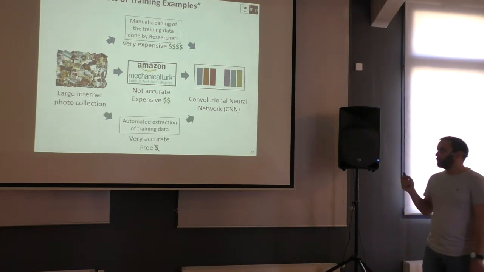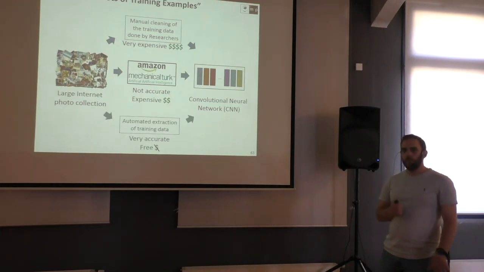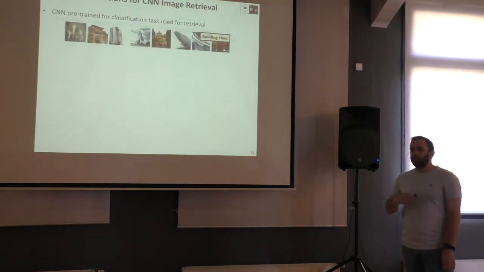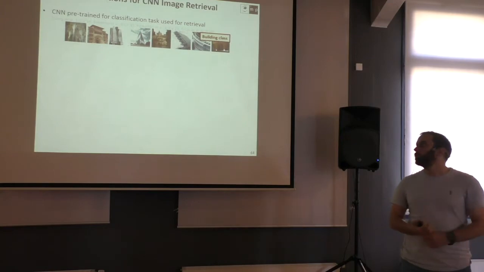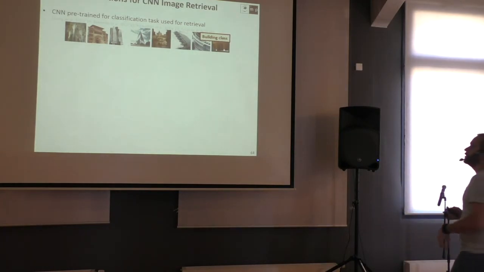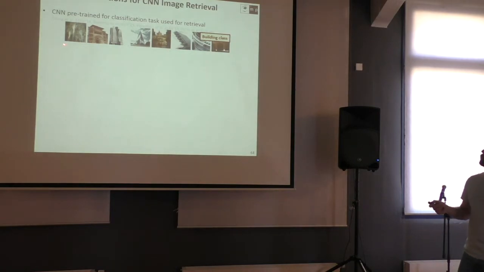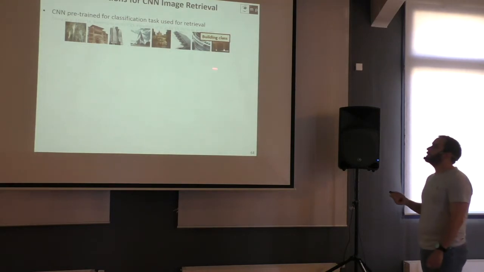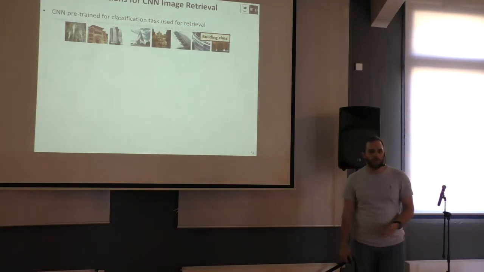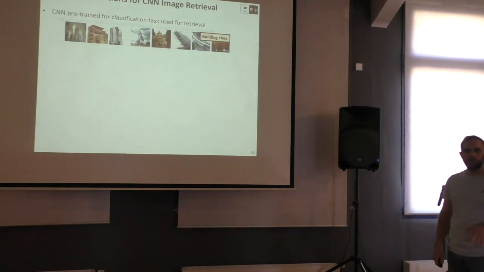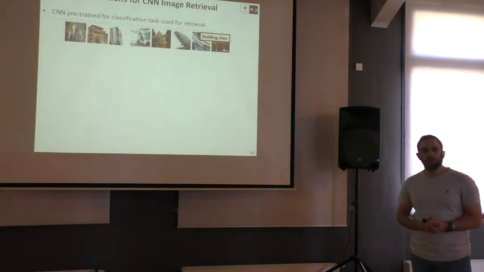What we propose is to do this in an automatic way, very accurately, and it comes for free. Before I go into how we do it, I would just go shortly into the recent history of CNN for image retrieval. What people first try to do is use a network that's pre-trained for classification, which is a different task than image retrieval, but it's close enough, and they try to pull the descriptors from there to match images, and this worked well.